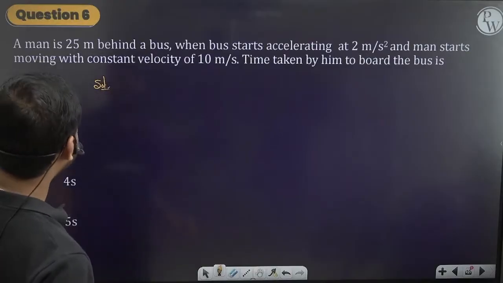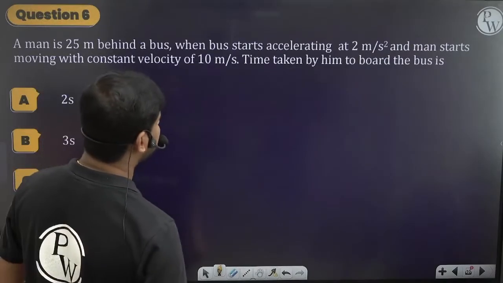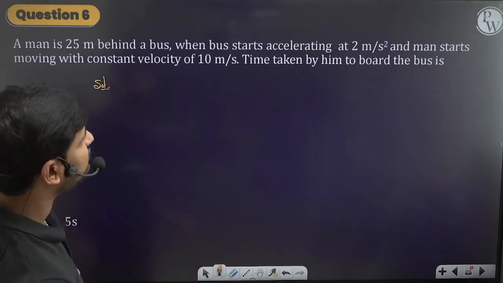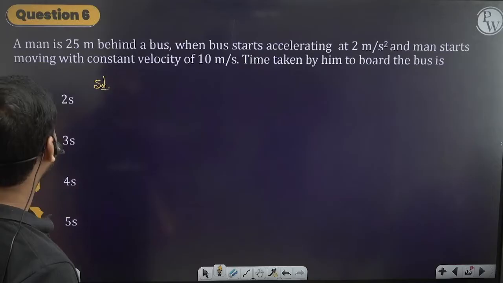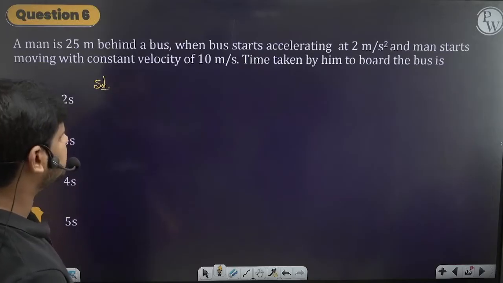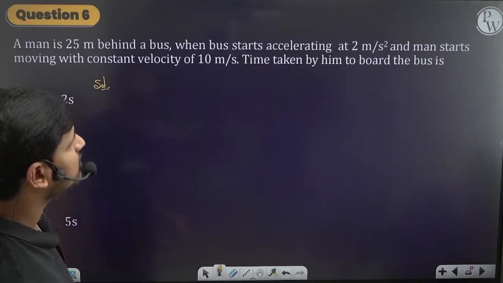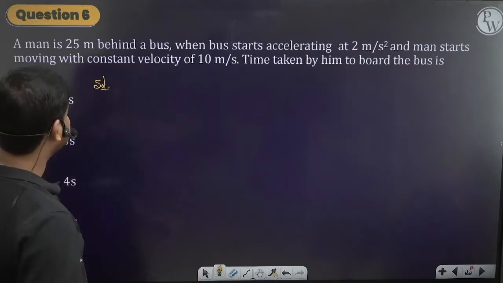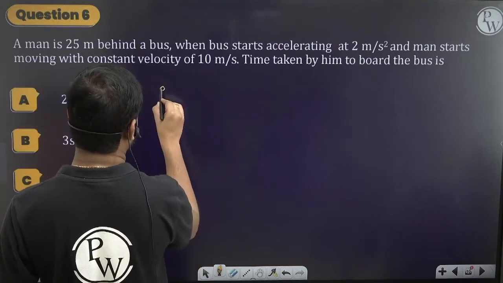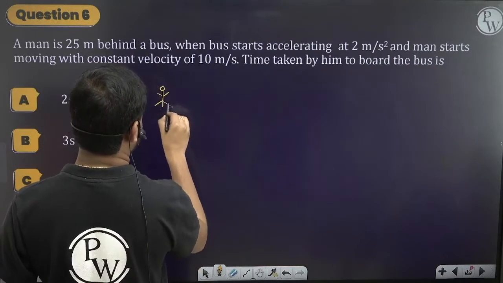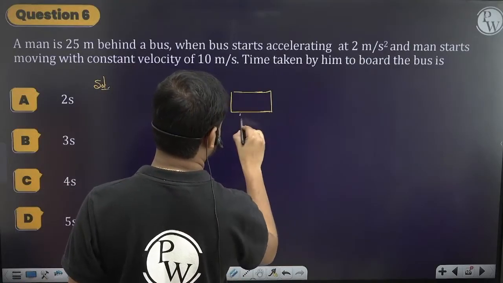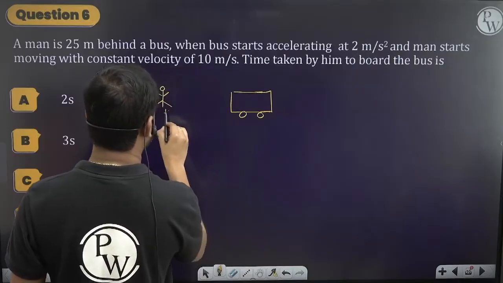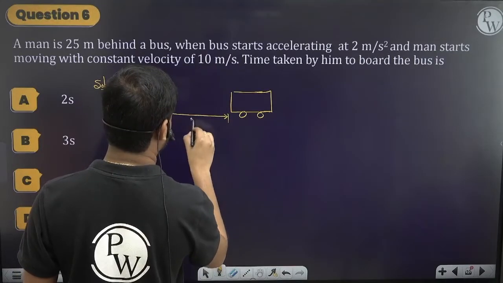A man is 25 meters behind a bus when the bus starts accelerating at 2 meter per second square acceleration, and the man starts moving with constant velocity 10 meter per second. Find the time taken by him to board the bus. So understand the concept. A man is 25 meters behind the bus. So here is the man and here is the bus. The distance between these two is 25 meters.